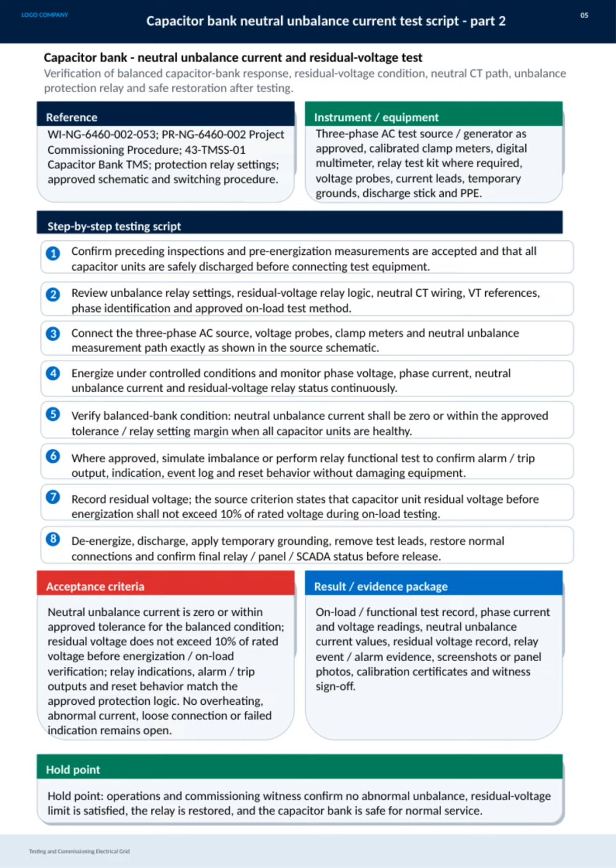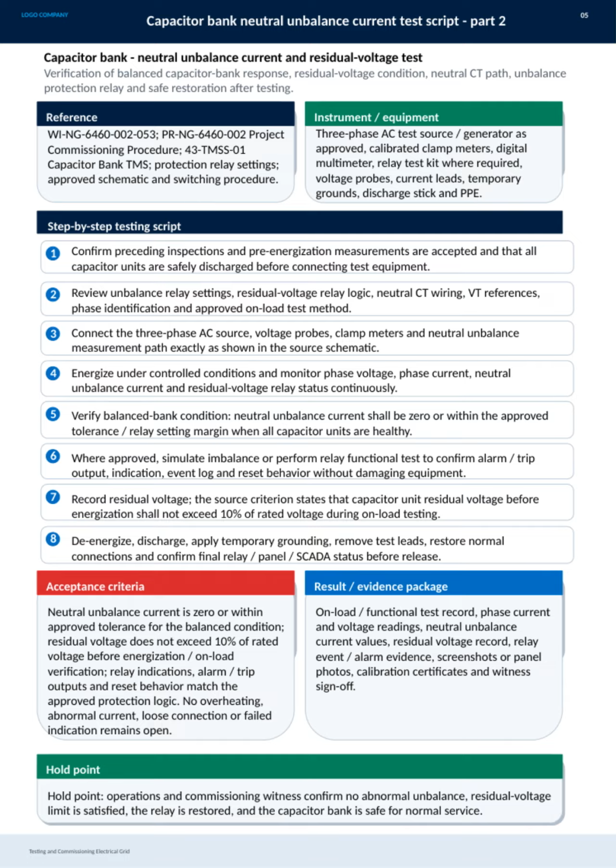If permitted, simulate an imbalance or perform a relay functional test to verify the alarm and trip mechanisms without causing damage. Residual voltage must be recorded and should not exceed 10% of the rated voltage before energization during on-load testing. After testing, the system should be carefully de-energized, discharged, grounded, and restored to normal connections, confirming that relay, panel, and SCADA statuses are all proper before final release.